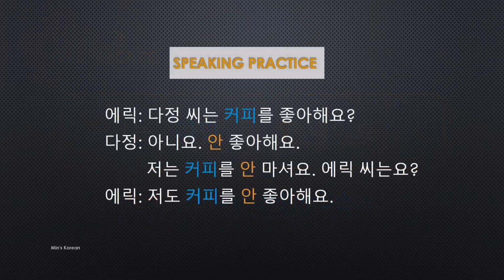자, last one. Speaking practice. 자, there are two people, Eric and 다정. Okay, so please listen carefully. 에릭, 다정 씨는 커피를 좋아해요? 다정, 아니요, 안 좋아해요. 저는 커피를 안 마셔요. 에릭 씨는요? 에릭, 저도 커피를 안 좋아해요.